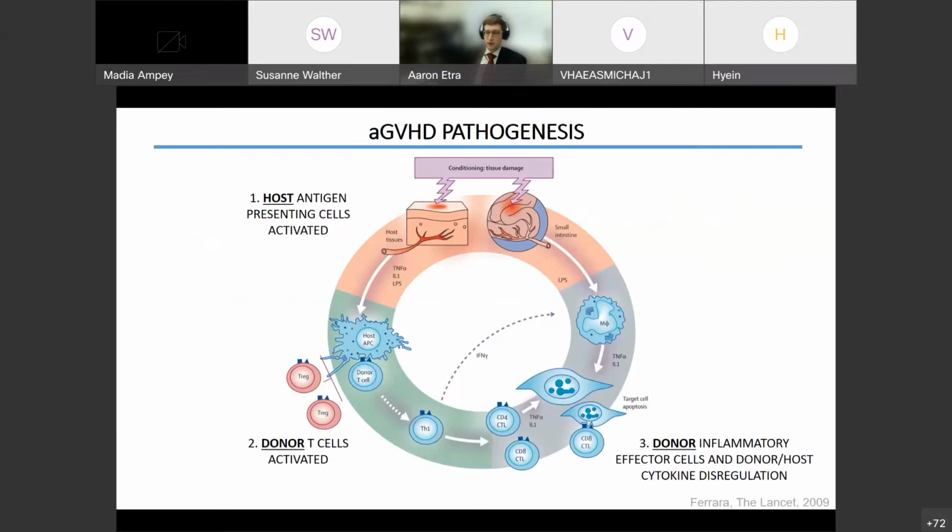The pathogenesis of graft versus host disease can be described in a 3-step model, and there are additional nuances that can be added. Over the course of the conditioning process, patients do experience some degree of tissue damage, and host antigen presenting cells are activated. These antigen presenting cells in turn activate the donor T cell compartment, and that in turn directly causes inflammatory effector cell mediated damage, as well as cytokine dysregulation of both the donor and recipient immunologic milieus, resulting in further tissue damage and a perpetuating process that just continues to cause potentially significant morbidity and mortality for our patients.